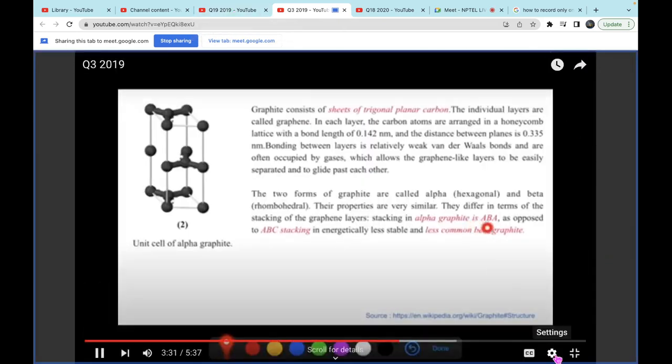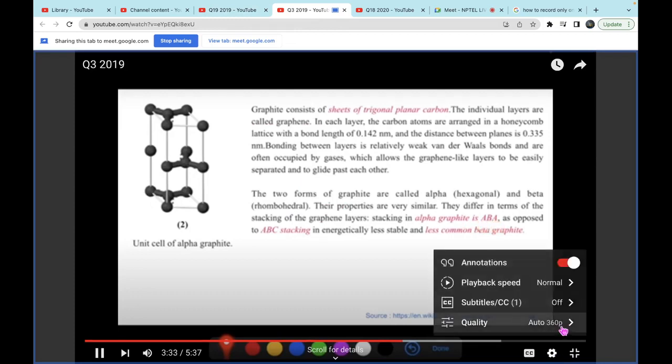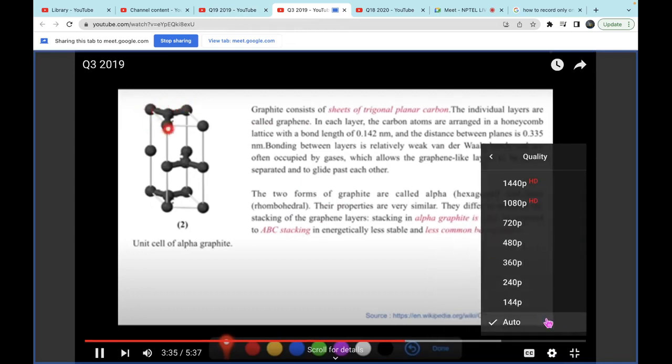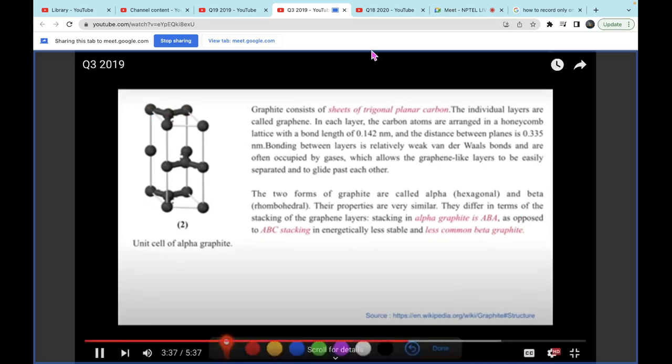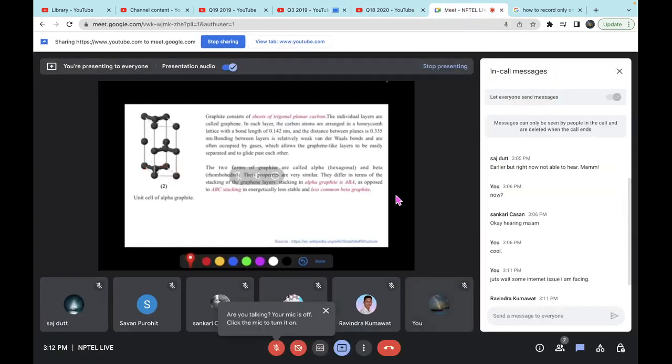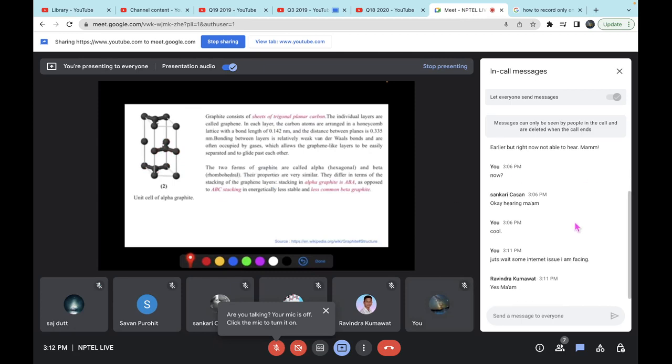In alpha graphite, the stacking is an ABA pattern. If this is the A pattern, it is repeating in the third one, so in the middle it is a different pattern. So it's called ABA stacking in alpha graphite, and in beta graphite it's ABC stacking, and it is energetically less stable and therefore less common.